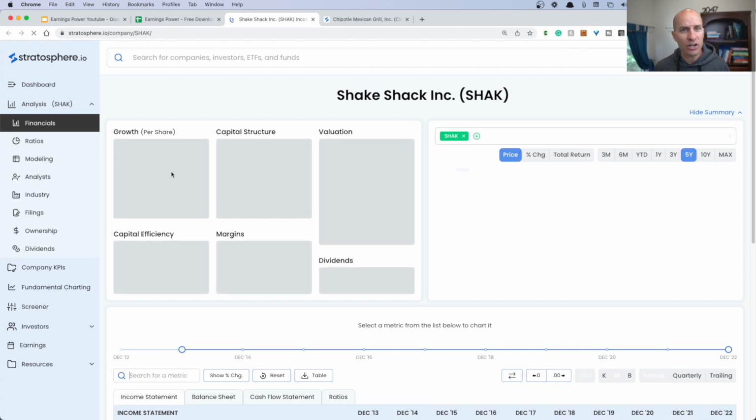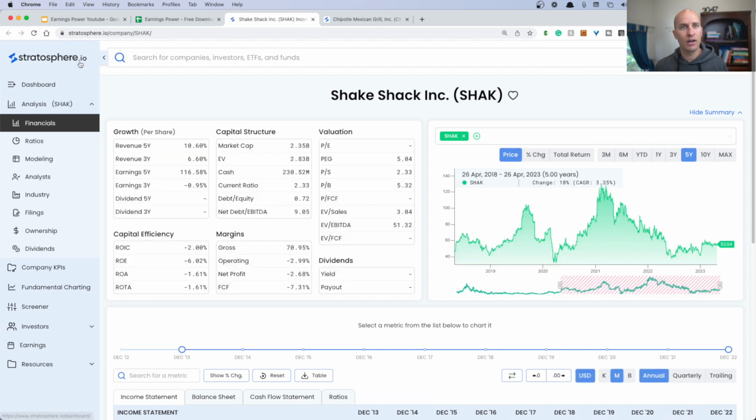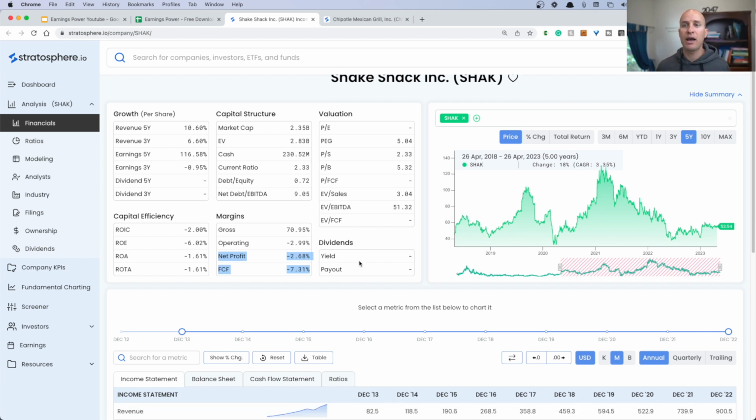Well, we put a link right there to a handy tool called Stratosphere, and we can see that Shake Shack today, which is April of 2023, does not have a PE ratio, does not have a price to free cash flow ratio. It's not focused on profits or free cash flow. In fact, these numbers are deeply negative right now. So this is a good candidate for using this price to earnings power tool.